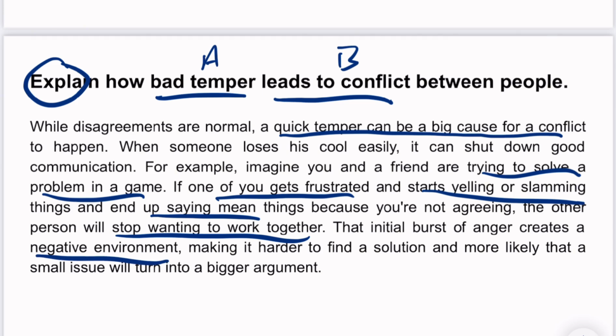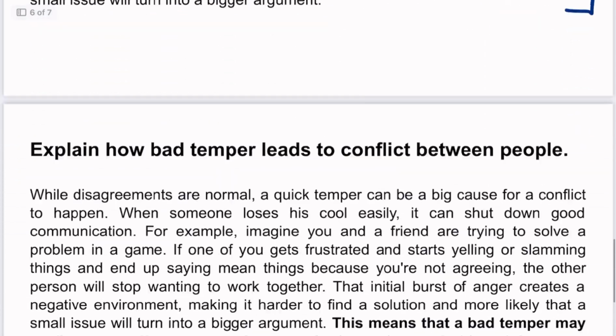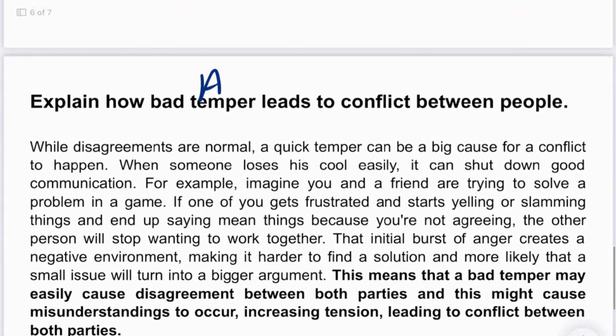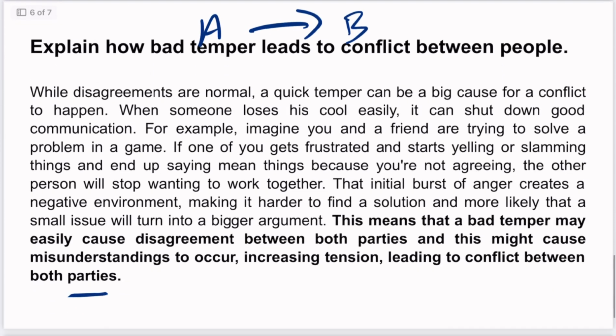So in this case, what should my explanation do? Using everything that you can see in this paragraph, you should be able to explain how A leads to B. How A leads to B. That is the question we want to ask, and that is what we want to answer. Again here, how does A lead to B? Okay, look at my explanation here.